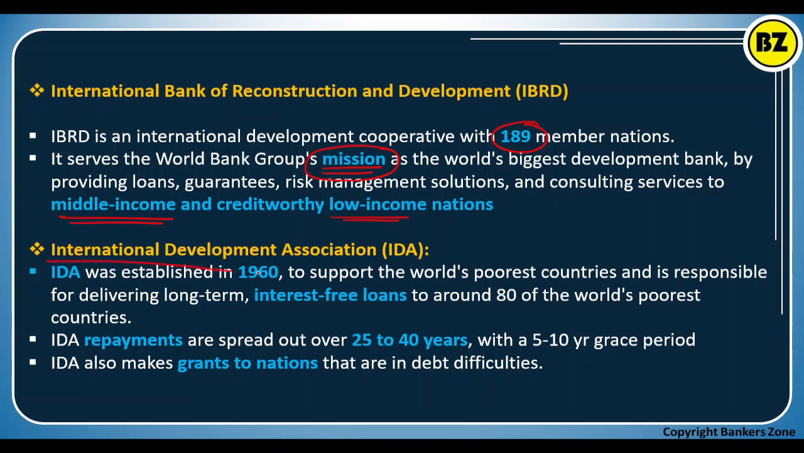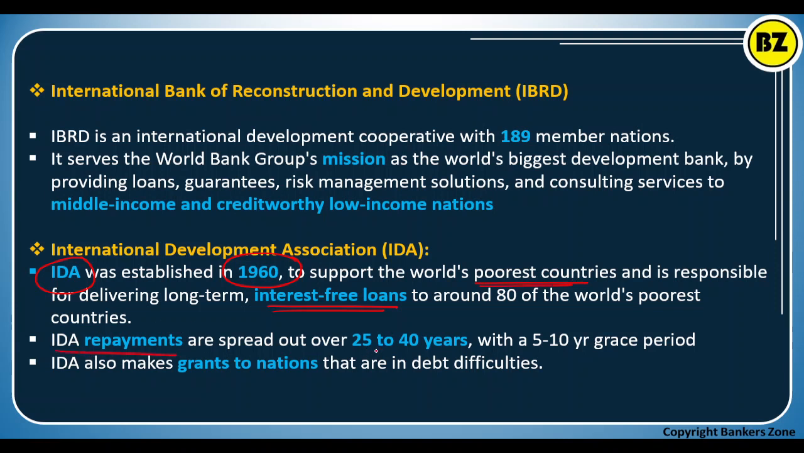Second is IDA. What does this wing, IDA, do? It was established in 1960 to support the world's poorest countries. It is responsible for delivering long-term interest-free loans to around 80 of the world's poorest countries. IDA is very important for India also. They are giving interest-free loans to poor countries.